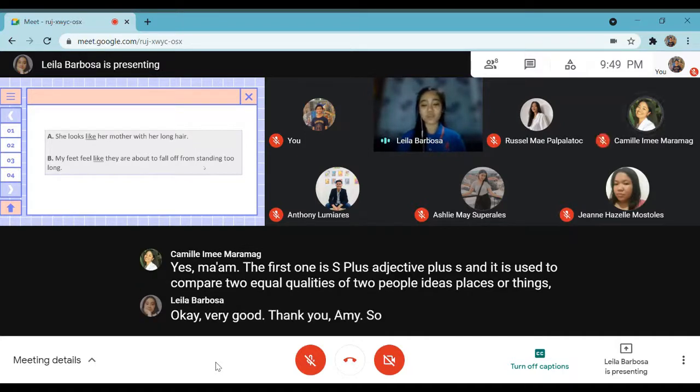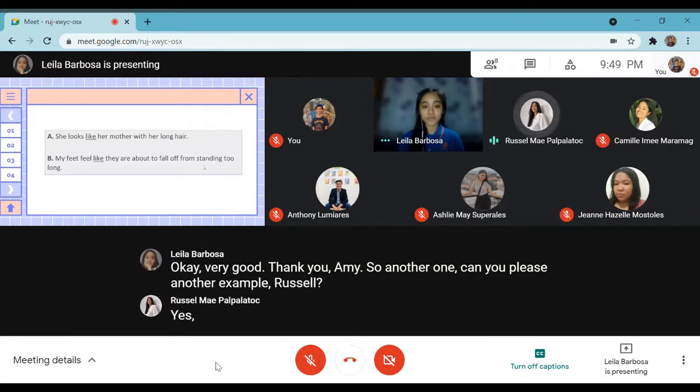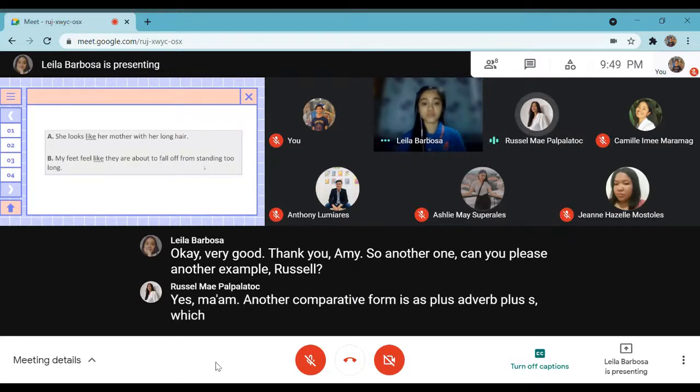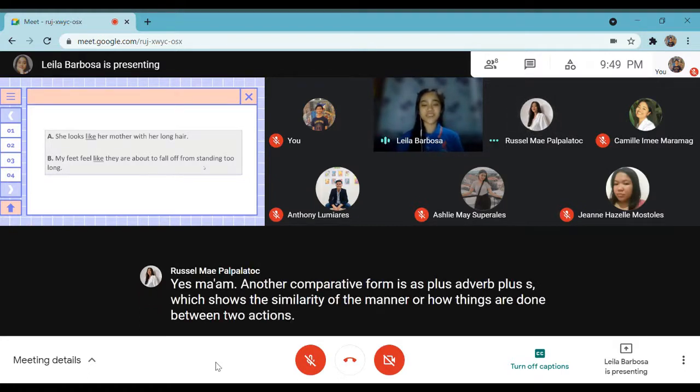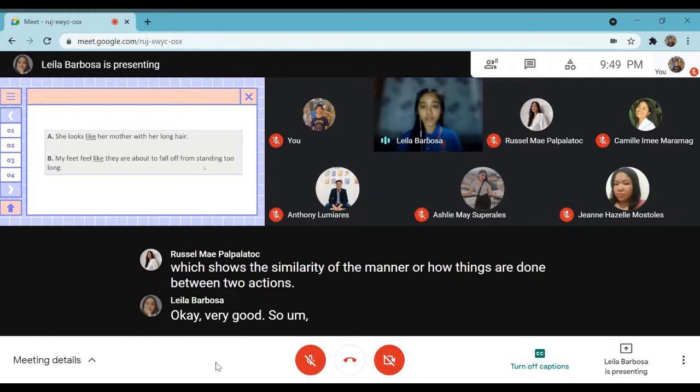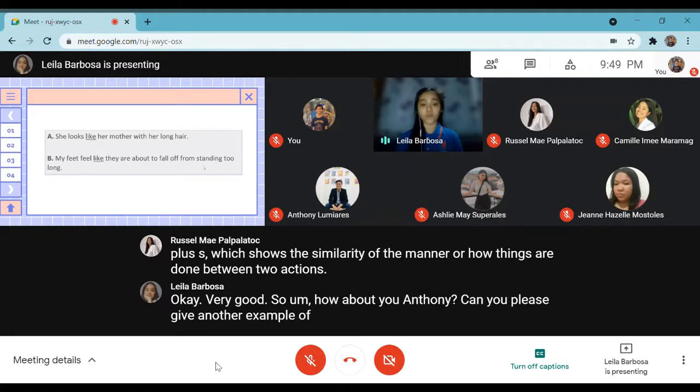So another one. Can you please give another example, Russell? Yes, ma'am. Another comparative form is as plus adverb plus as, which shows the similarity of the manner or how things are done between two actions. Okay, very good. So how about you, Anthony? Can you please give another example of a comparative form?